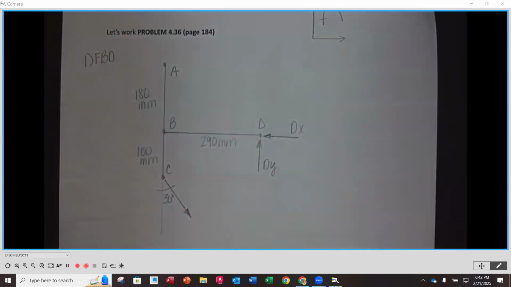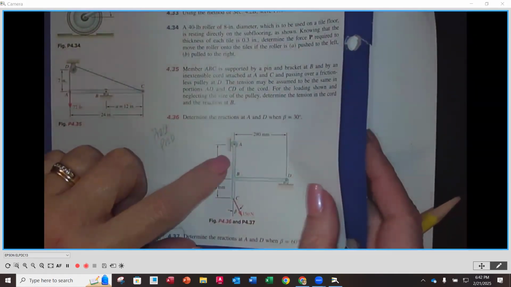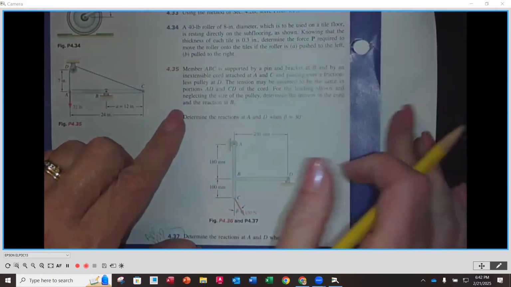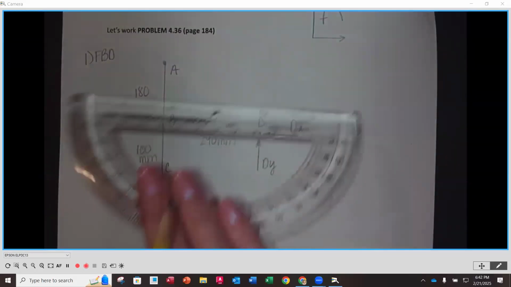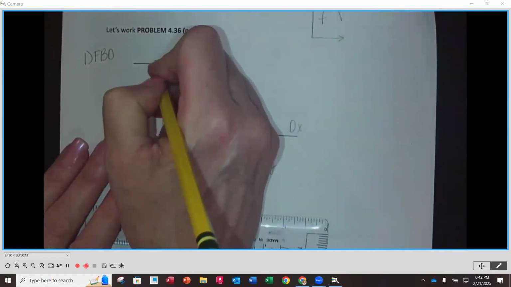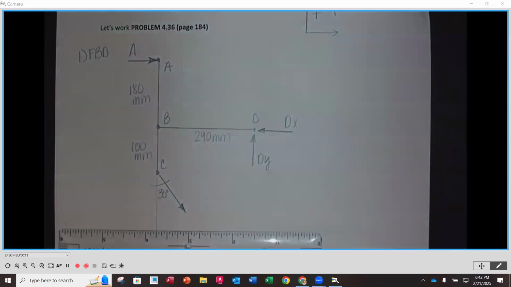At A, this looks like a roller. Now a roller has one reaction perpendicular to the surface it's riding on. The surface it's riding on is vertical, so perpendicular to that, our reaction is going to be horizontal at A. I'm going to show it going to the right. Actually, it doesn't have to be an AX, since there's only one reaction there. We can just call it A. And those are our reactions.